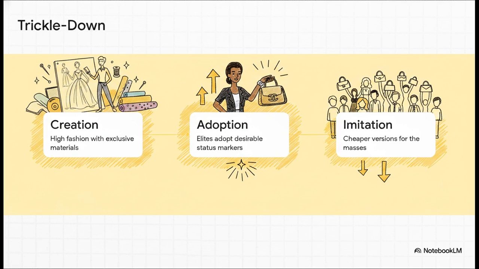If we map that historical concept onto today's industry, we basically see a three-step process. First, designers create exclusive couture that requires massive amounts of man-hours and extremely high-quality materials. Second, affluent elites adopt these items. Think of a Gucci or Chanel bag as highly desirable status markers. And finally, because of the massive aspirational value attached to those labels, the design trickles downward into affordable facsimiles or imitations for the everyday masses.